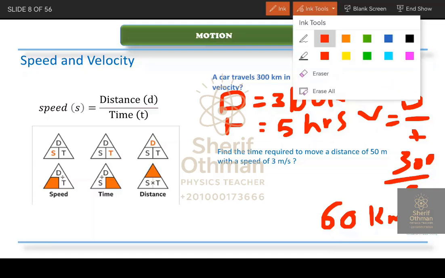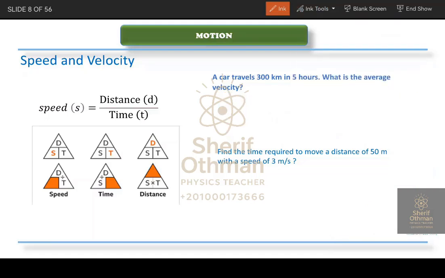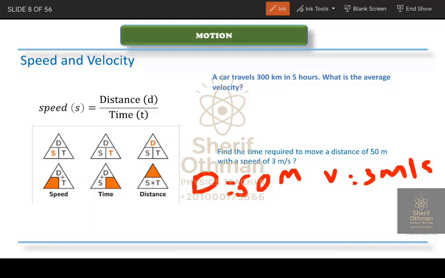Moving to the next problem. Try to solve it by yourself, guys. Find the time required to move a distance of 50 meters, while the speed is 3 meters per second. So the distance is 50 meters. Speed is 3 meters per second. And the required part is, well done, time.